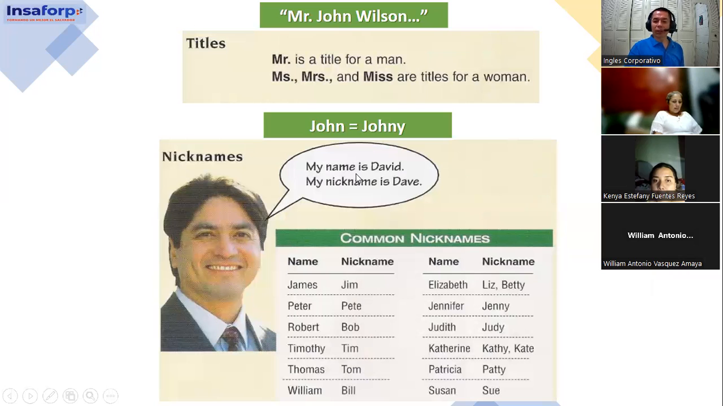Okay, good. Now, Mr. John Wilson, look. In English, we use titles. Like in Spanish, we say Don, Doña, right? La niña Delia, la niña Kenia. But in English, we use titles like Mr., Ms., Mrs., and Miss, right? For example, in November, we are going to celebrate Miss Universe in El Salvador, right? The celebration.